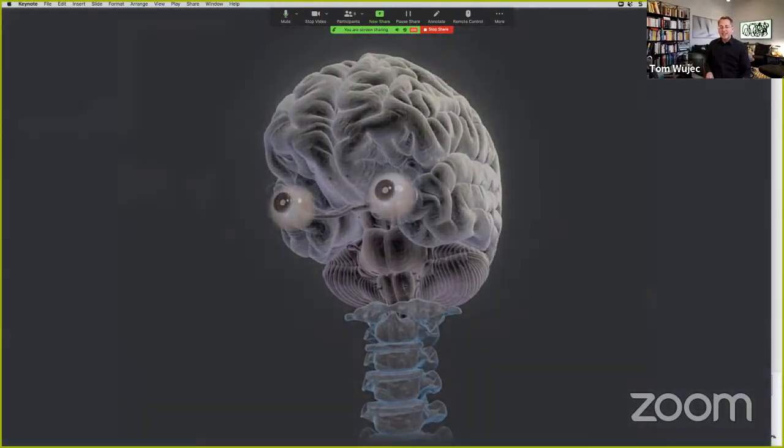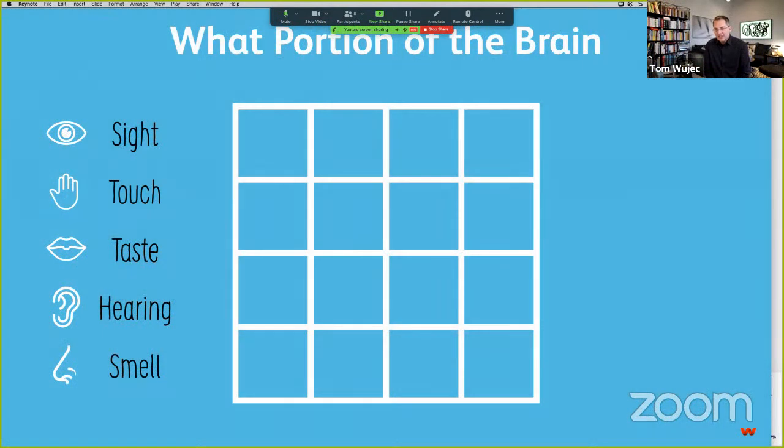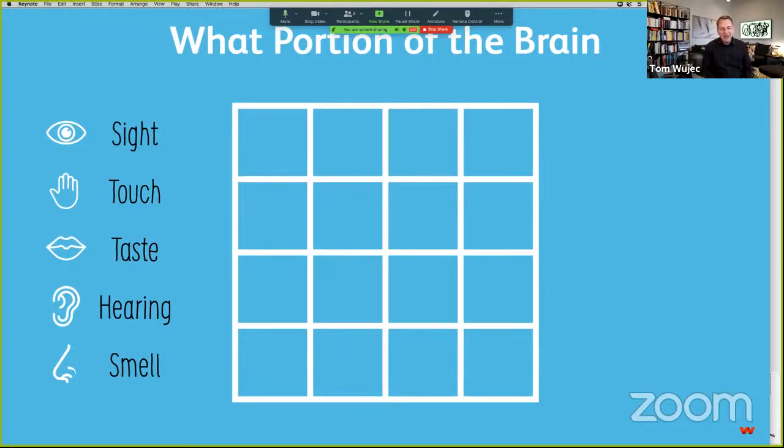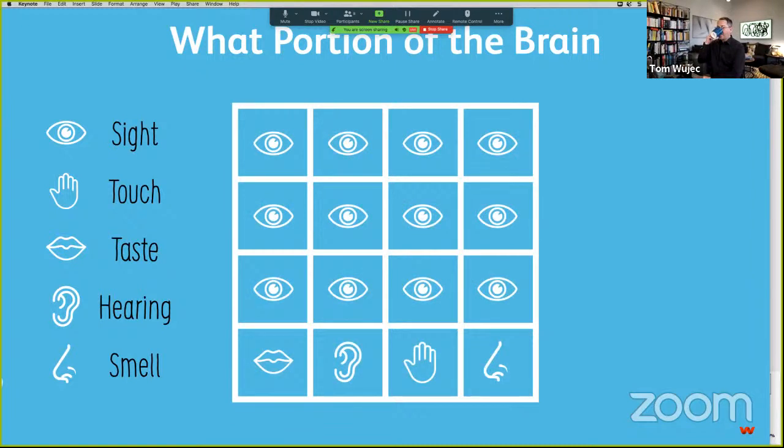So the brain, if you were to guess what portion of the surface of the brain is dedicated to different parts of perceptual processing, how would you move these little icons onto this 4x4 checkerboard? What portion would be sight? What portion would be touch, taste, hearing? What portion would be smell? And it looks like this. So that's pretty interesting. And this is a great diagram from Dan Roam.